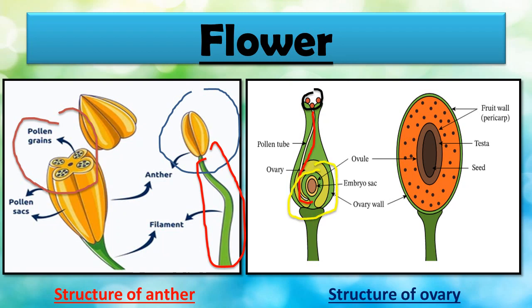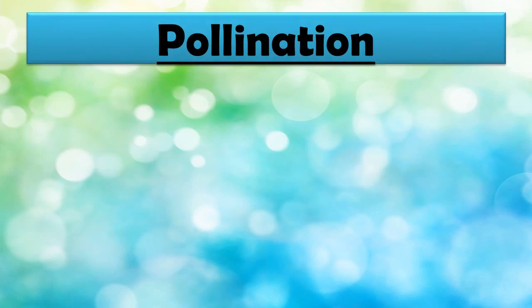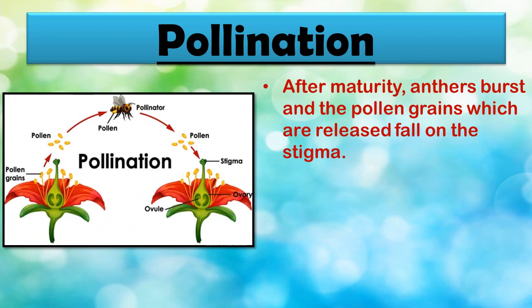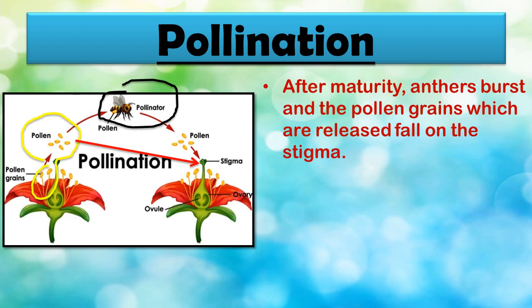Now let's go further. Now pollination. So what is pollination? So students, after maturity anthers burst. I have shown the structure of the anther in the previous slide. So after maturity the anther will burst open, and the pollen grains present in the anther are released and fall on the stigma of a flower. This process is called pollination. And from the stigma they will be transferred through the style, and then further enter into the ovary, then the ovule, then the complete function of fertilization will continue.